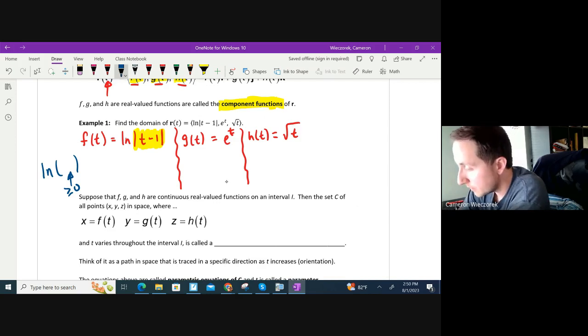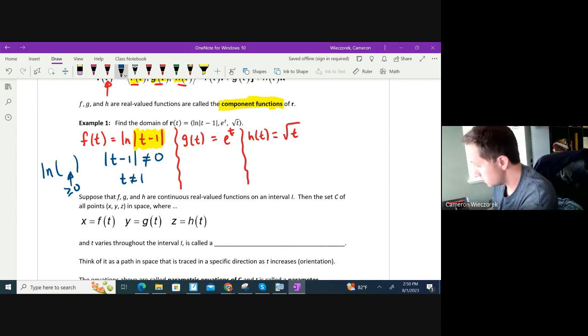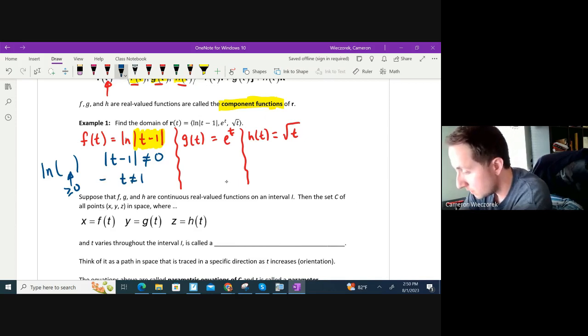So I have to look at what value of t would make the absolute value of t minus 1 equal to 0. We don't want that to happen. That value won't be allowed to be in the domain. In this case, that would be when t is equal to 1. So we do not want t to equal 1. Otherwise, we're taking the natural log of 0, and that's going to become negative infinity, and that's just a problem.